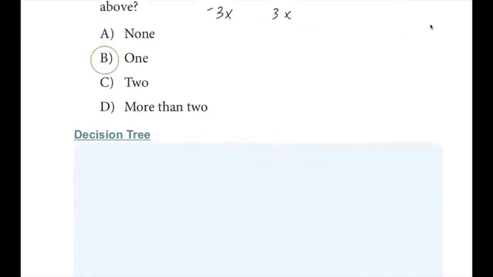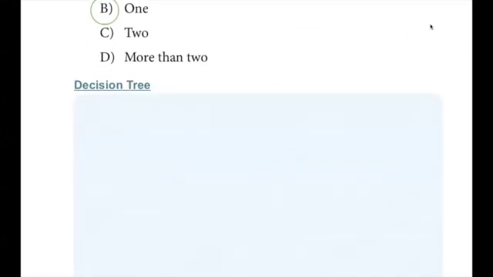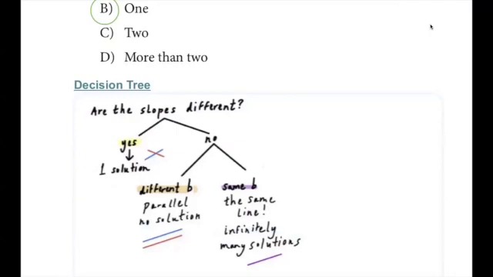Let's look at our decision tree for linear expressions. Our decision tree tells us that if the slopes are different, if the answer is yes, even if it's -3x and +3x, our answer is one solution. Think about how lines work. A line goes on forever and ever. So if you have different slopes, I'll just draw another line here. If you have different slopes, they're going to intersect at exactly one point. That's the end of the story there. If the slopes are different, it's one solution.